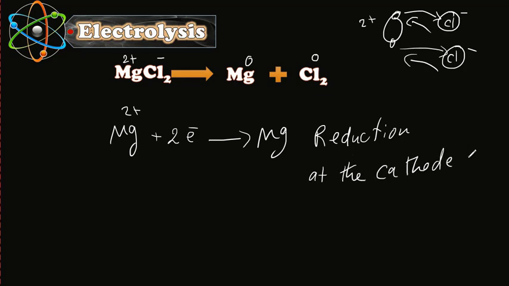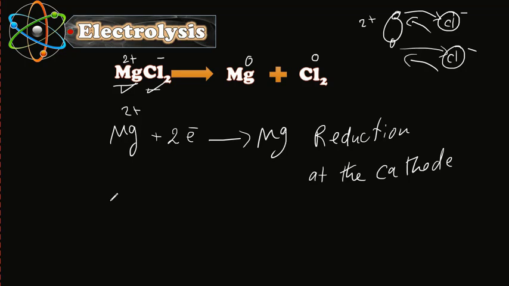Let's just keep in mind: the metal will always go to the cathode, and chlorine will always go to the anode. So you keep it in your mind. If you didn't know which one goes to the cathode and which one to the anode, the first one in a chemical formula is always the metal, then the non-metal. This is the metal, this is the non-metal. So always the metal goes to the cathode, and always the non-metal goes to the anode. So magnesium happened at the cathode.